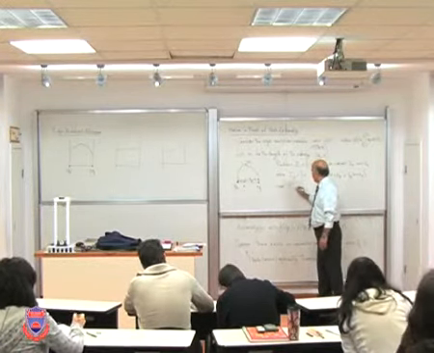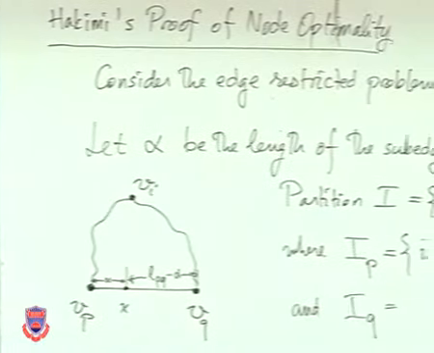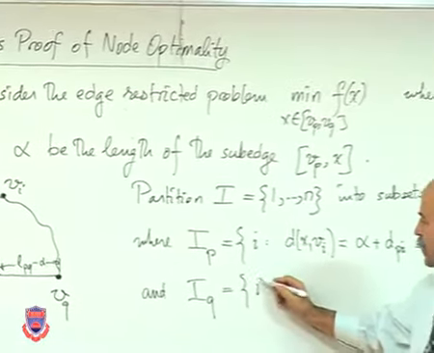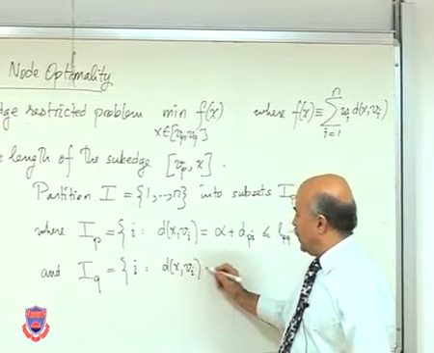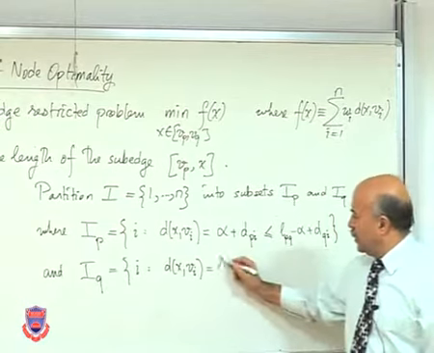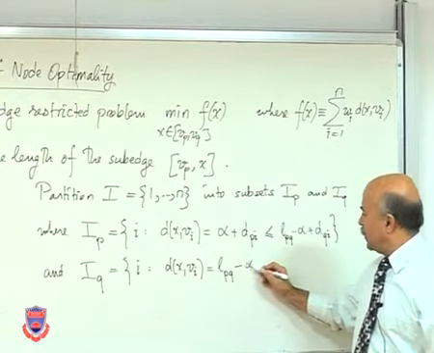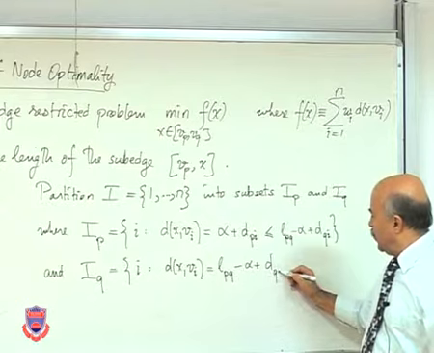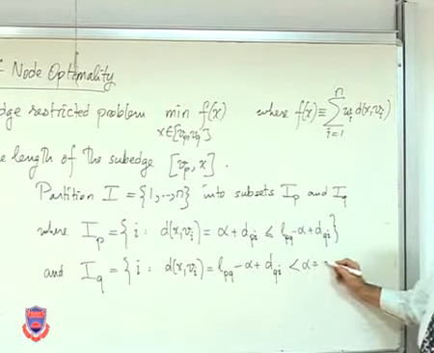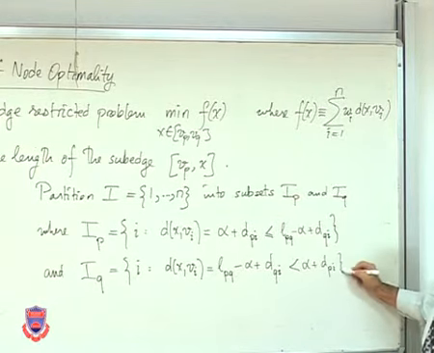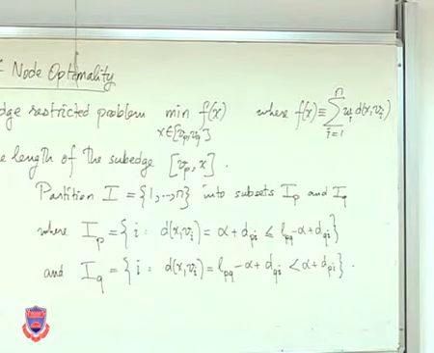And I define IQ to be the remaining set of vertices, which means the i for which the distance between x and vi is defined by the other one, LPQ minus alpha plus dqi, which is by assumption strictly less than alpha plus dpi. So every vertex belongs either to one of the sets or to the other one, not both. All right.